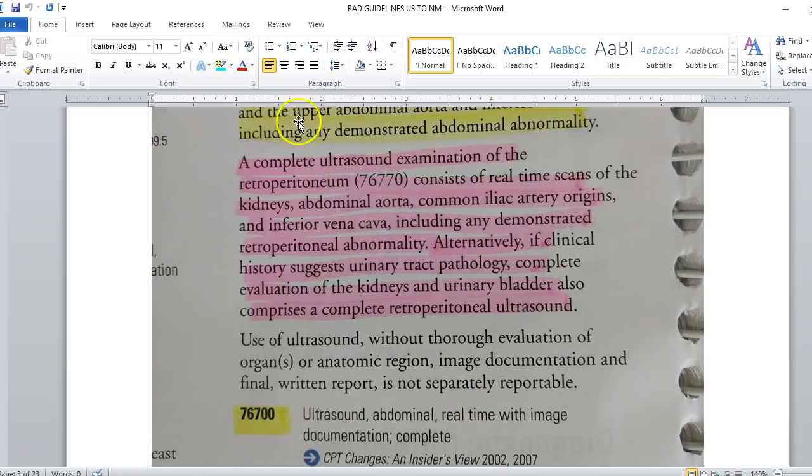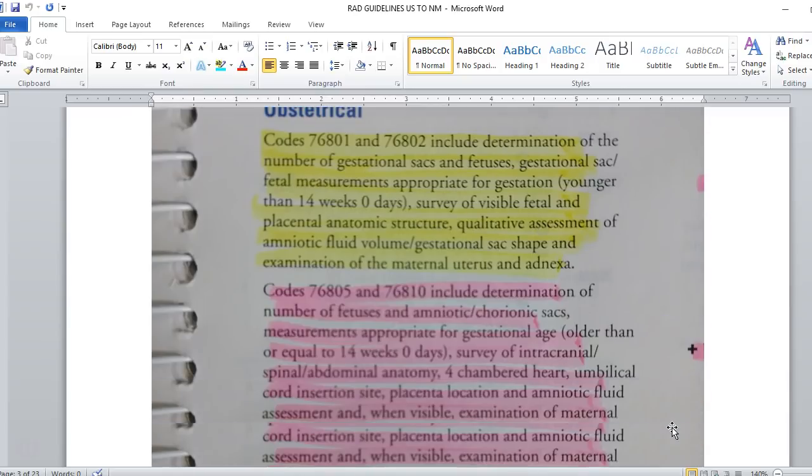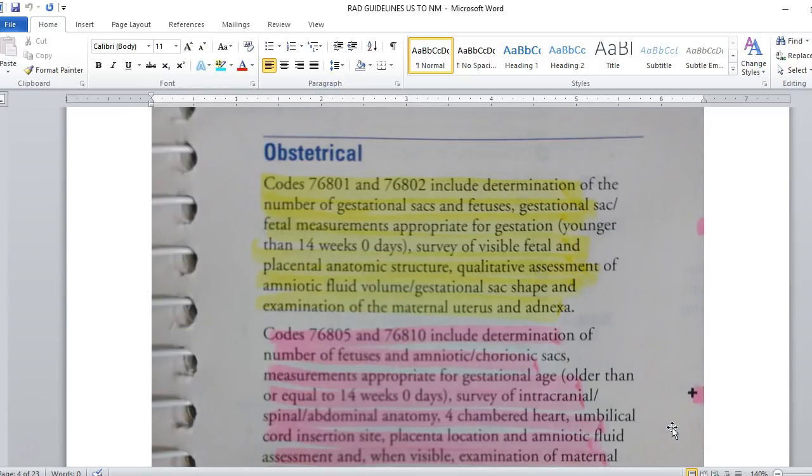And again, you can see right here, I have highlighted and connected. So the yellow goes with the yellow. Now for obstetrical, you'll notice I use a couple different colors and a couple of different ways of using my colors. So what I've done again is I'm matching up the codes with the actual guidelines.